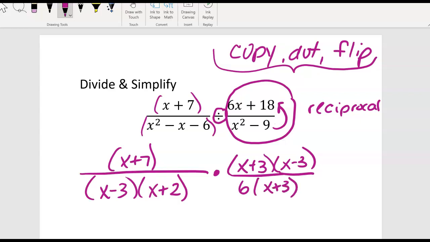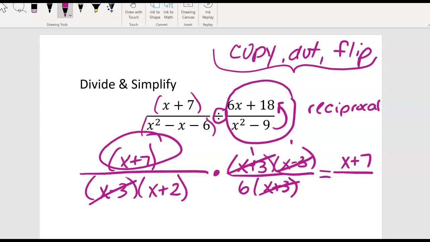Now, the rest is the same. Any factor that appears in the top and bottom, you can cancel because anything divided by itself is 1. So I can eliminate the x plus 3's. I can eliminate the x minus 3's. And on the top, all I'm left with is the x plus 7. So I'm going to leave that in my answer. On the bottom, I'm left with x plus 2, but I'm also left with a 6. And so I'm going to keep that 6 and keep the x plus 2. And that's it. That is your final answer. It's simplified as much as possible.